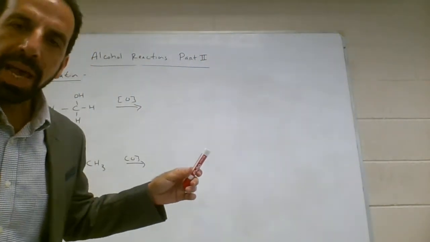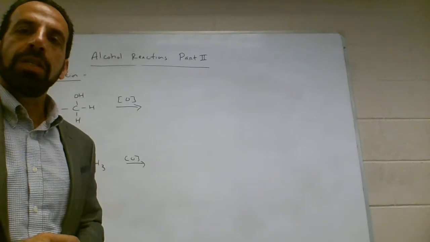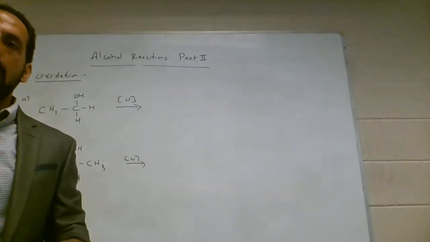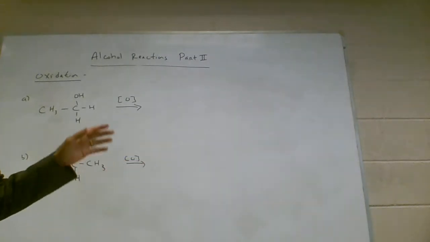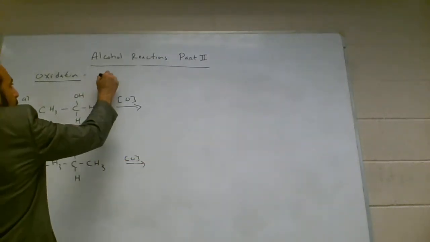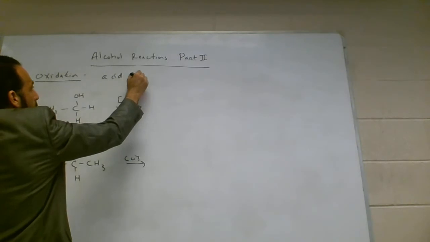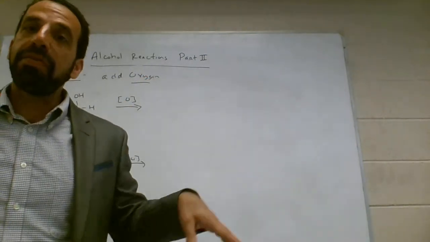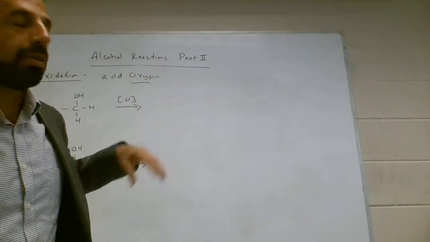So let's take a look at the last set of reactions for alcohols. What we're going to look at is oxidation. A couple of definitions for that: it means you're adding oxygen. For us, a better definition is I'm forming more carbon-oxygen bonds.